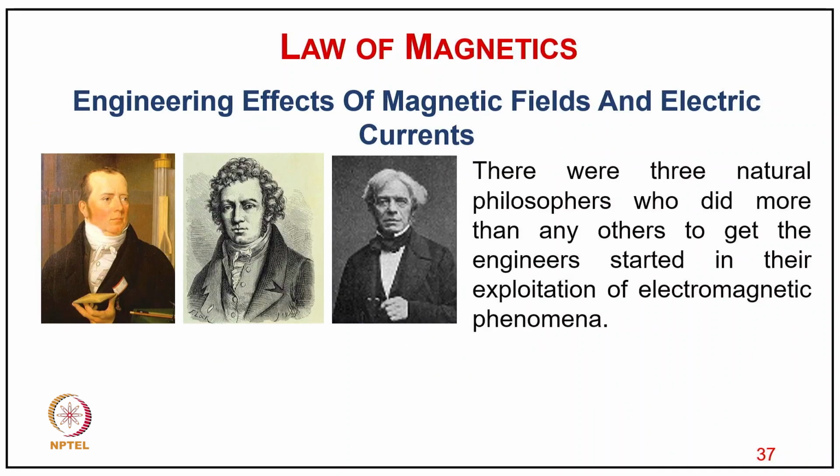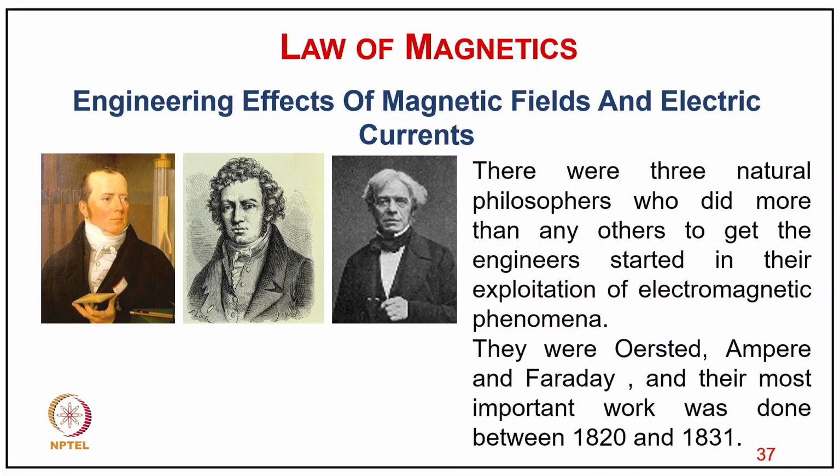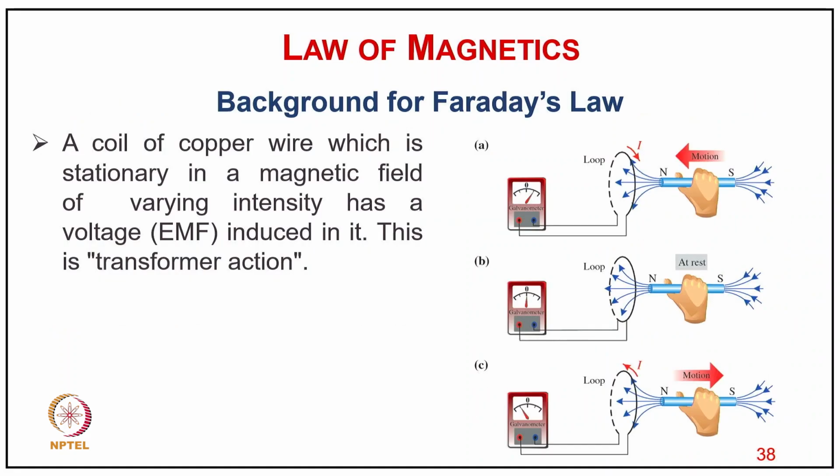Well, there are, of course, laws of magnetics by engineering effect of magnetic field and electric current, and there were three natural philosophers who did more than any other to get the engineers started in their exploration of the phenomena. They were Oersted, Ampere, and Faraday, and their most important work was done between 1820 and 1831.